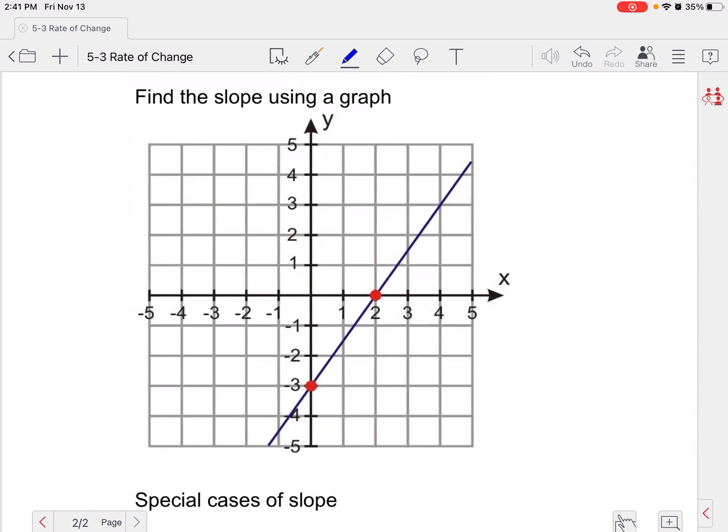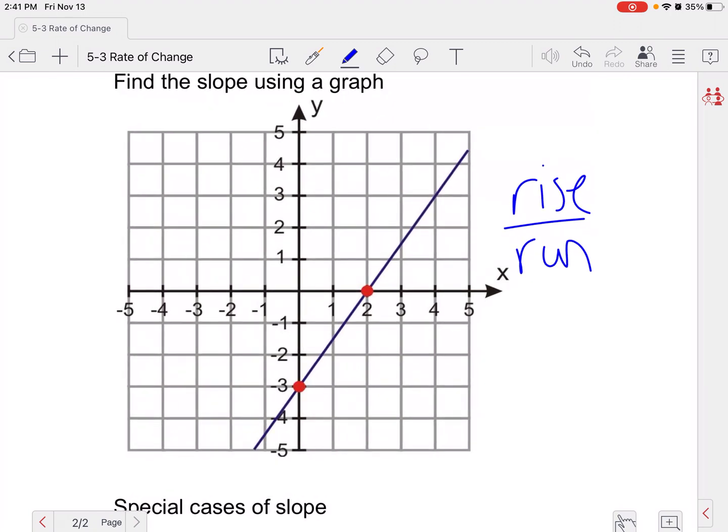Okay, so if I wasn't given a table, I was given a graph. So remember, we have that wonderful rise over run. So rise is either the up and down, and the run is the left to right. Okay, so I'm looking from these 2 points. So I can see on my graph I have 2 points plotted here.